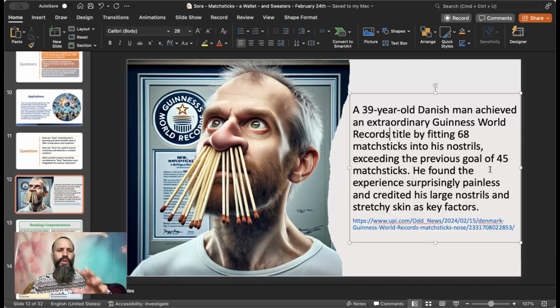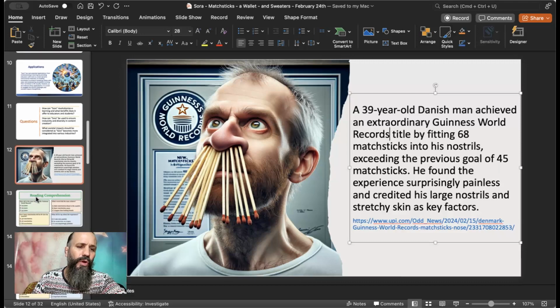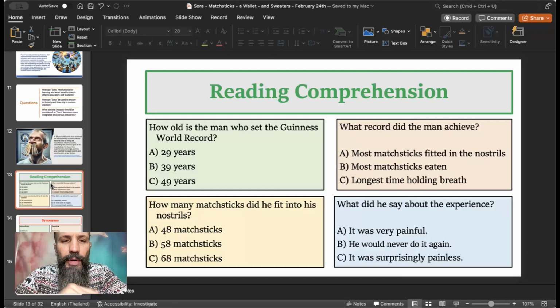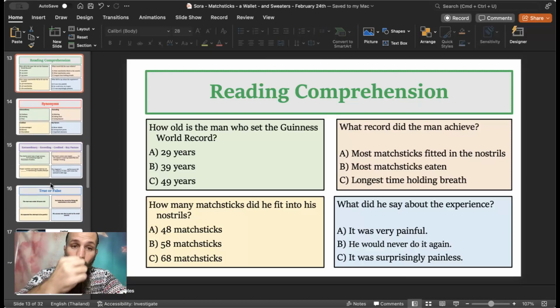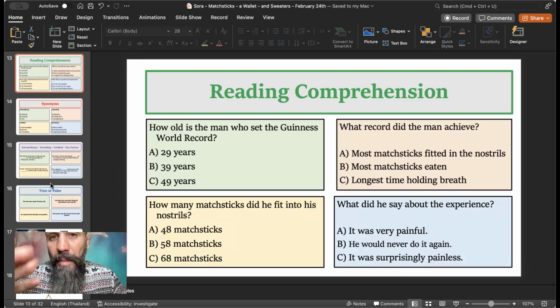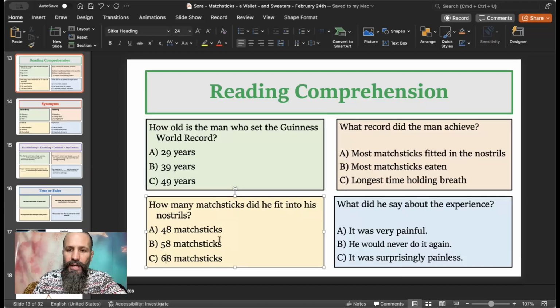Not a whole lot of new words necessarily there, but we'll get to them. If you don't know them, you'll see them. The reading comprehension is, how old is the man who set the Guinness World Record? Answer is 39. What record did the man achieve? Most matchsticks fitted in the nostrils. Nostril, literally, that might be a new word, is the hole. So you have two nostrils in your nose. That's basically the nose hole. How many matchsticks did he fit into his nostrils? The answer is 68.